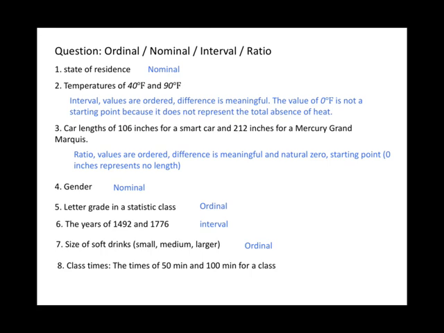Cast time, the time of 50-minute and 100-minute forecast. So this is going to be ratio because 0 minutes represents no cast time. And session 1.2, that's a really important session. You have to remember the ordinal, nominal, interval, ratio, and also the discrete and continuous, or quantitative or qualitative data. You guys are going to see this kind of question on your first midterm. That's it for session 1.2.